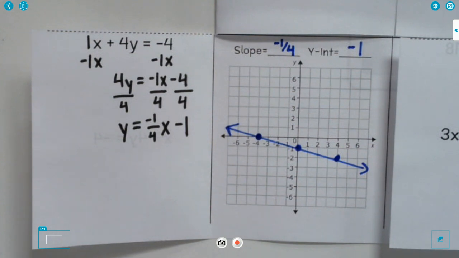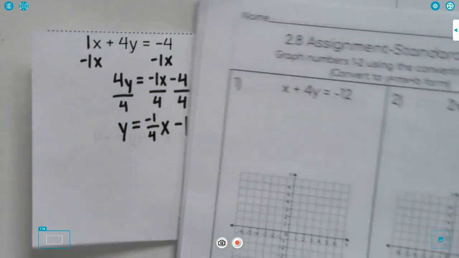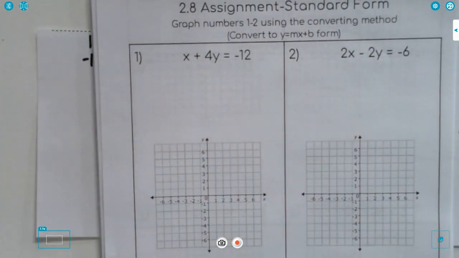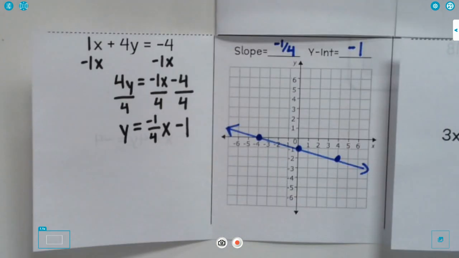Any questions about either of those? All right, so what I'm going to do then is I'm going to pause this video. I'm going to pass out your assignment, and you guys are going to work on numbers 1 and 2 only. So numbers 1 and 2 say to you.